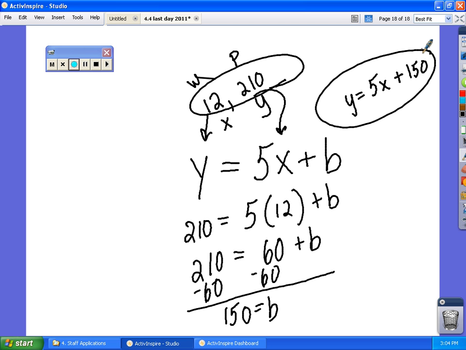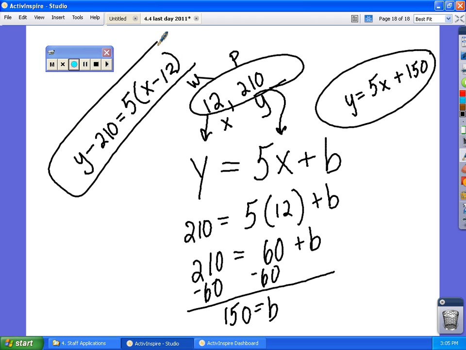So the point slope form would have been y minus y, so 210, is equal to the slope, which we already know is 5, x minus 12. So this actually would have been the point slope form. This would have been the slope intercept form. And that helps us find out. The reason why we would want slope intercept form is because this equation doesn't actually tell us what the y-intercept is.